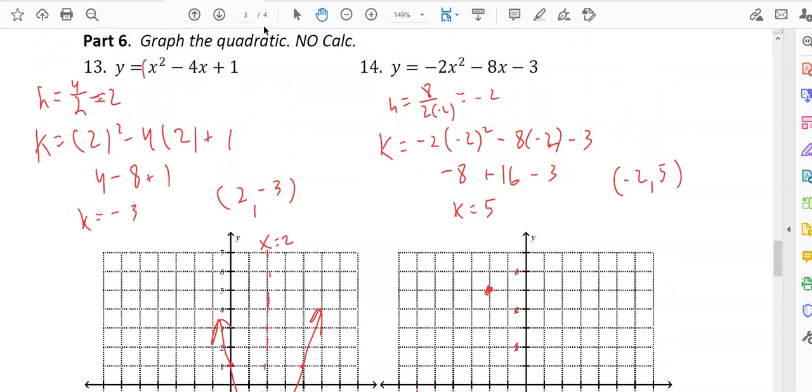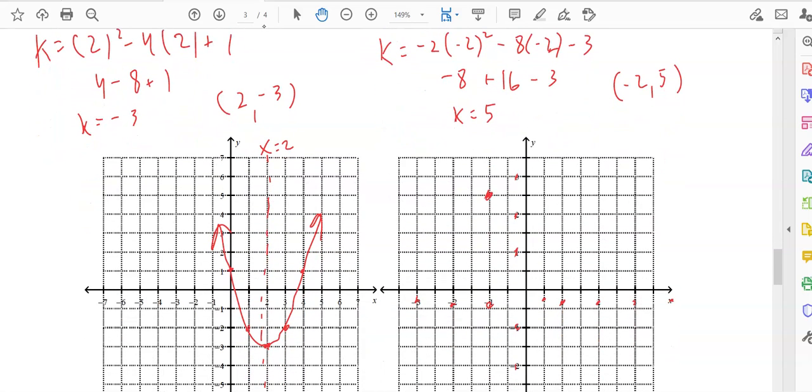And A is negative 2. Okay, so that means it's opening down. Instead of going over 1, down 1, it's going to go over 1, down 2, over 1, down 2. So you're going over 2, down 8. It's symmetric with that one. So your points are right about there and there. I know there's a lot of extra little points there. The axis of symmetry is x equals negative 2.